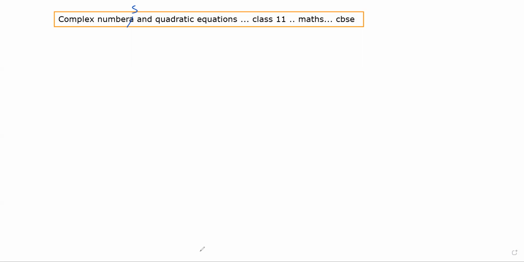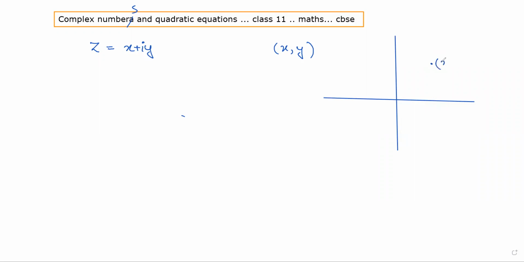We were discussing complex numbers and quadratic equations from class 11th Maths NCERT. Now we know that we represent a complex number z by x plus iy, where x is the real part and y is the imaginary part. We also know that if you have x comma y as coordinates, then you represent them in a real plane of x comma y as a point whose x coordinate is x and y coordinate is y. Let this point be P.